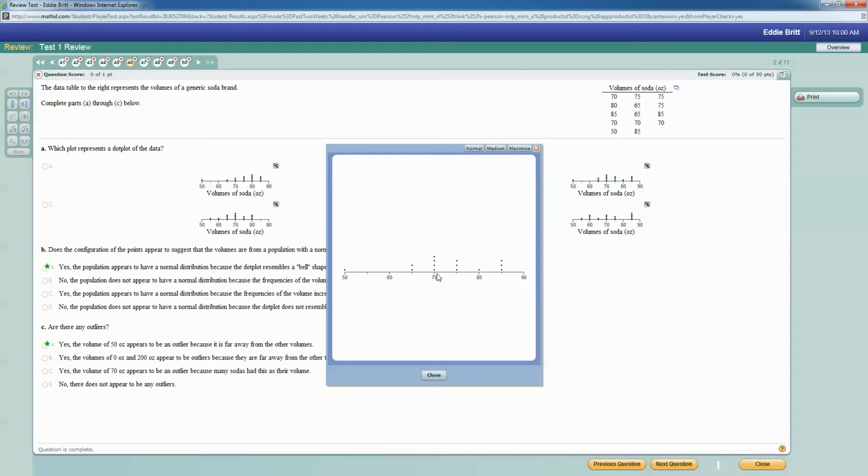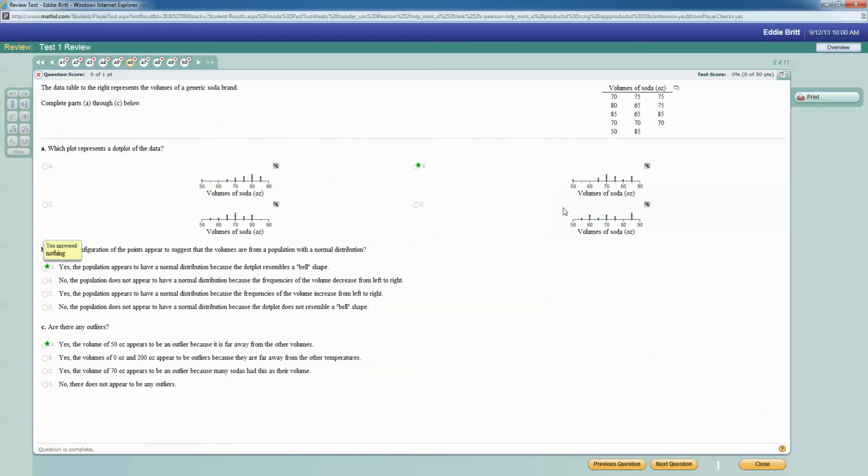Then you do the same thing for 70, 75, 80. Just count how many 70s there are. 1, 2, 3, 4. 4 dots. Do the same thing for the rest of the numbers and have your graph, and it has to be this one.